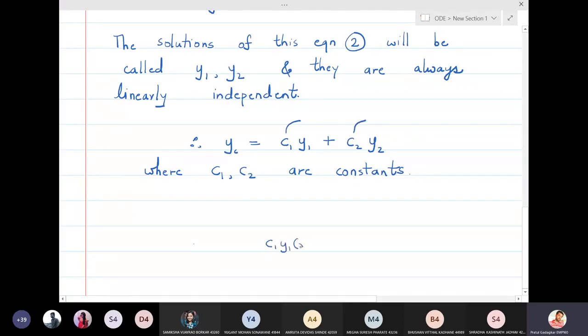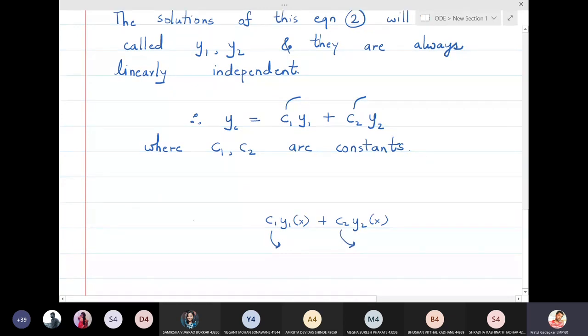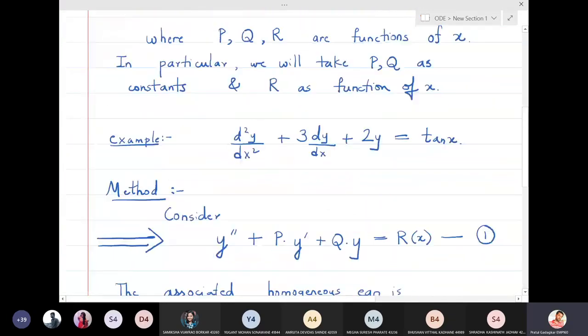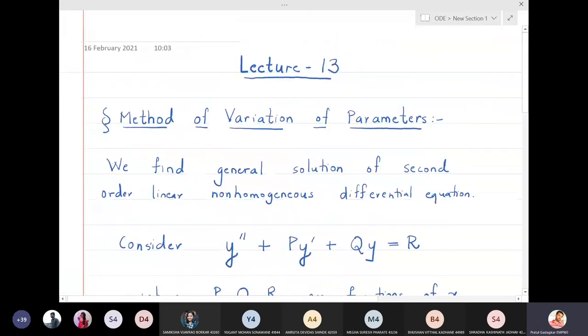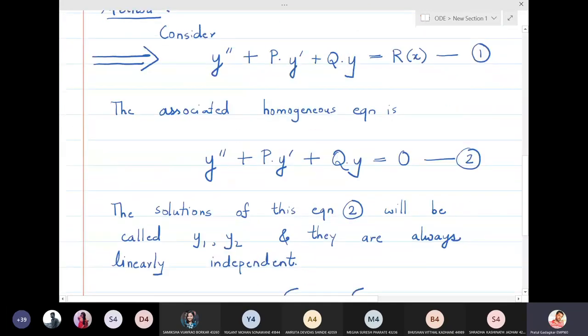y1 depends on x, y2 also depends on x, but c1 and c2 do not contain x. There are some constants, they do not change. But what we will do is we will now convert these constants into parameters. Means I will make c1 a function of x, and c2 also a function of x. That is why it is called varying the parameters. That's why this method is called variation of parameters.